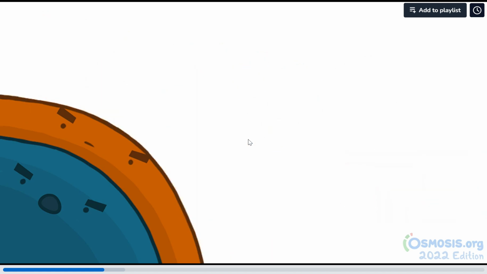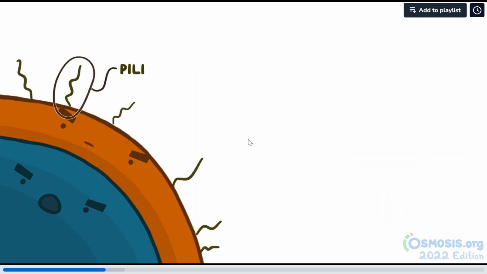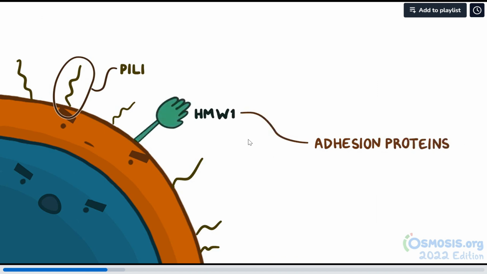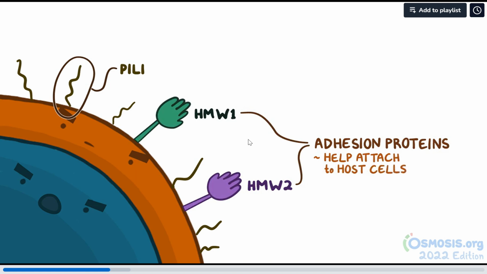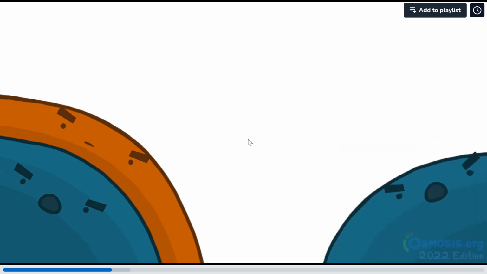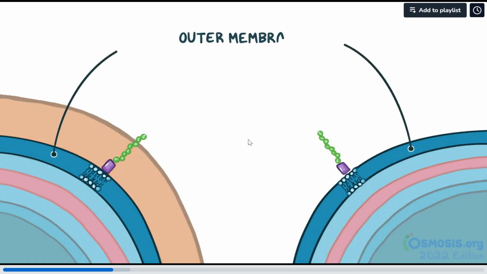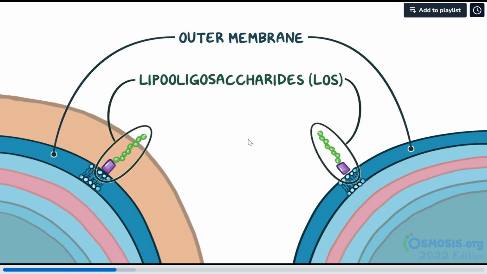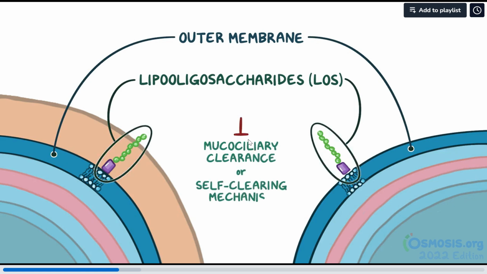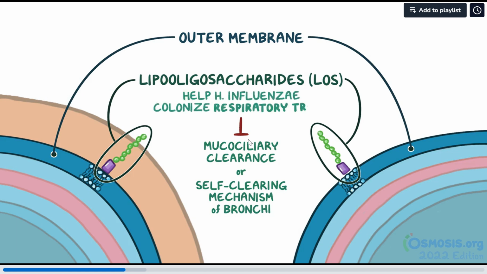Also on the capsule, there are pili, which are hair-like extensions, and adhesion proteins such as HMW1 and HMW2 that help the bacteria attach to host cells. Both encapsulated and unencapsulated strains have an outer membrane, which consists of lipo-oligosaccharides, or LOS. LOS inhibits mucociliary clearance, or the self-clearing mechanism of the bronchi that would normally sweep the bacteria out of the respiratory tract. With the help of LOS, Haemophilus influenzae can colonize the respiratory tract.